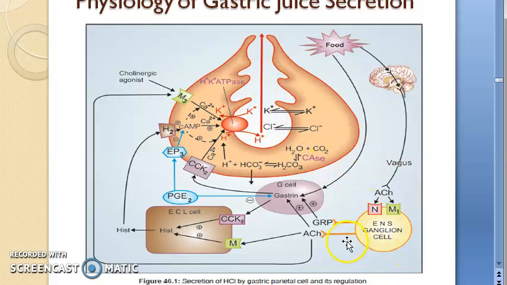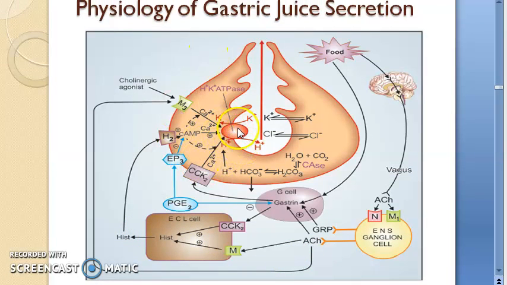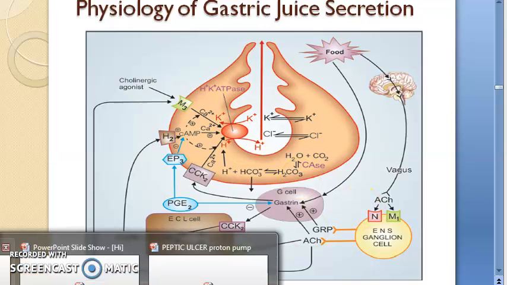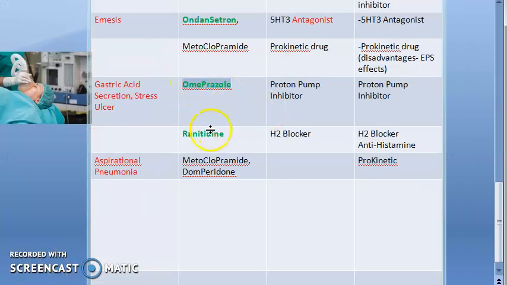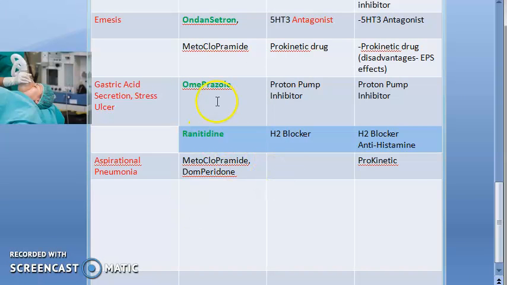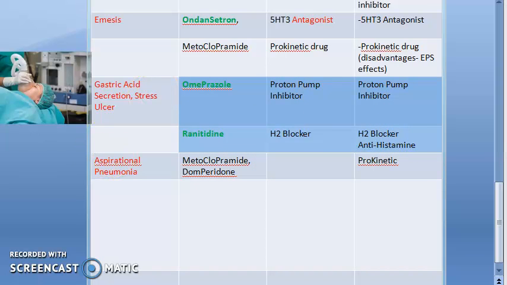So ranitidine and all have only one type of action, like histamine. But if you look at proton pump inhibitors, in the last level, they will stop acid production. So they are very, very effective. Okay. So omeprazole, ranitidine. Okay. These can even prevent aspirational pneumonia. Okay. Coming to gastric emptying before surgery to prevent aspirational pneumonia.